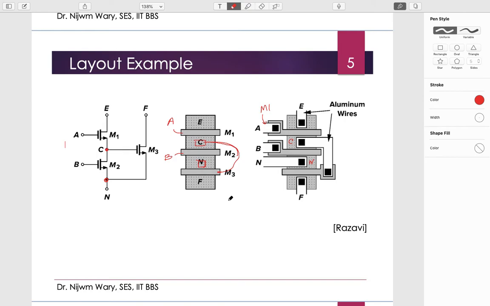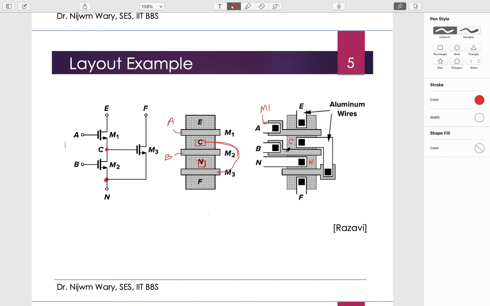Can you please explain that third diagram once again? Third diagram. Okay. So did you understand the second diagram? Yes, sir. Okay. So if you understood the second diagram, you see the gate of M2 will be connected to B, right? B point, right?